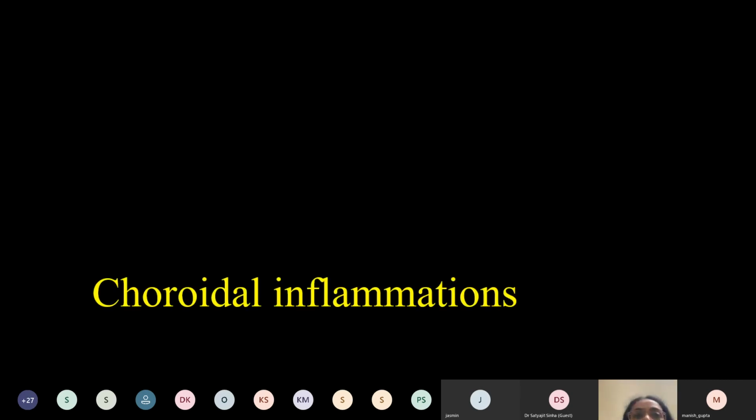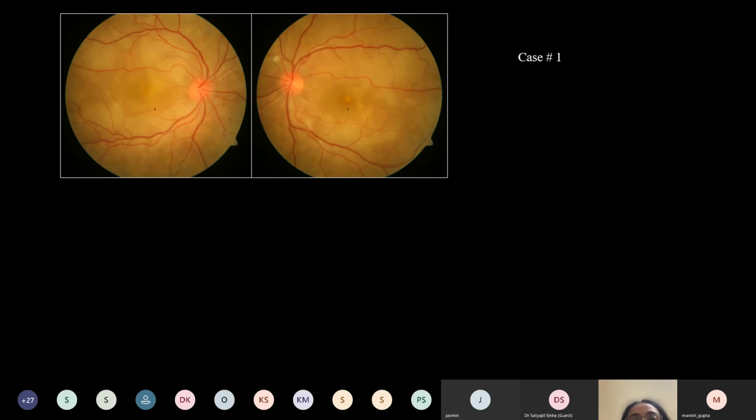Coming to the role of fluorescein angiography in choroidal inflammations. Now, just look at this case. Let's have this case as case number 1. And we now have case number 2.